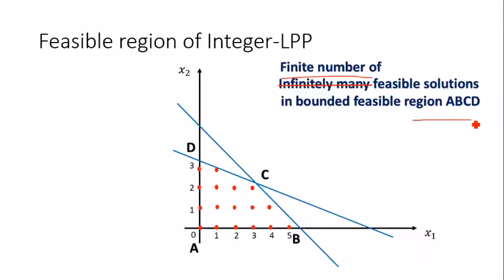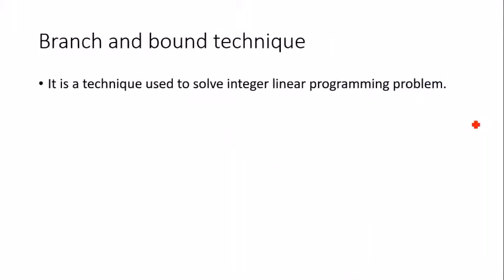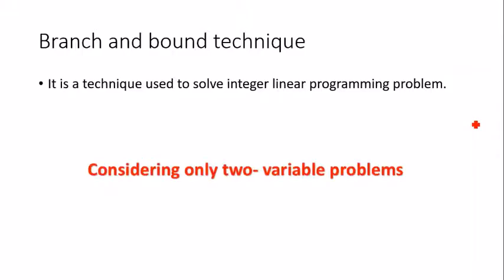But it's computationally expensive to first compute all the integer valued solutions and then pick the best one. So there's a better technique to do that, and the technique we are going to introduce is the branch and bound technique, which is specifically used to solve integer linear programming problems. In this video lecture, our focus is only on two variable problems because the solutions can be seen graphically. However, the technique is very general and can also be applied to problems having more than two variables.